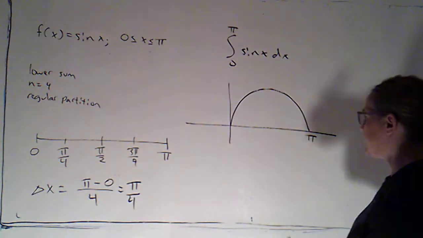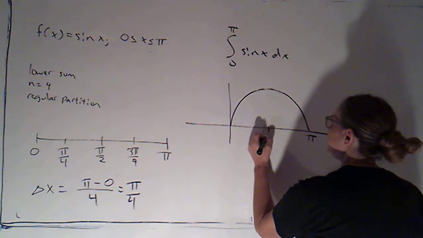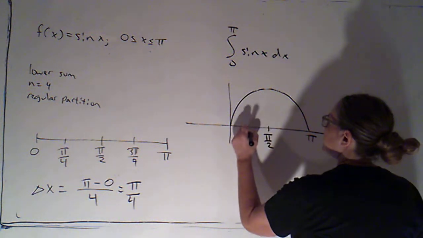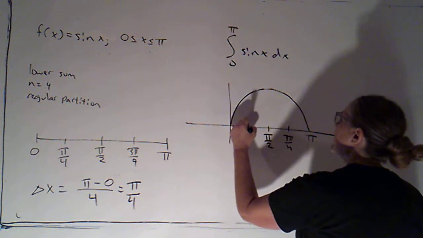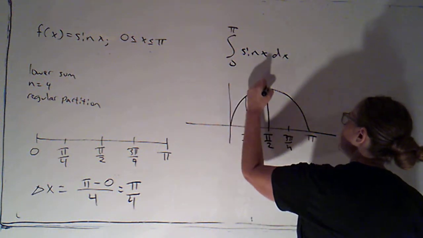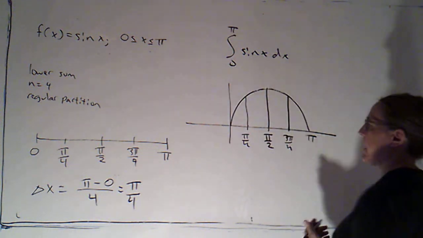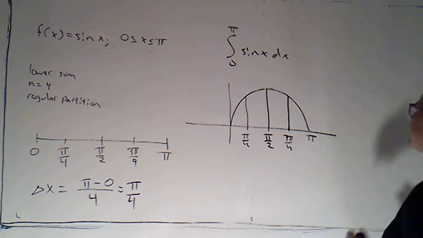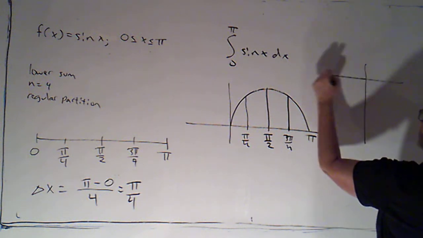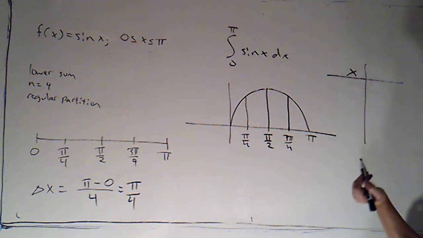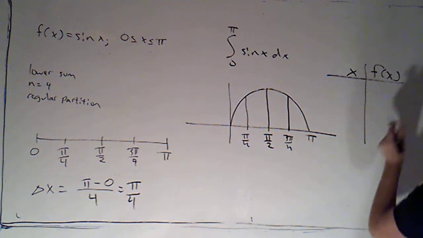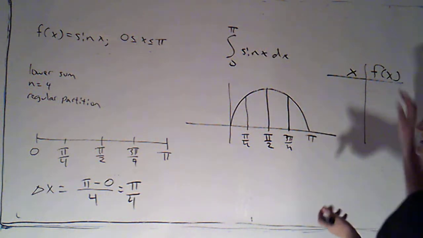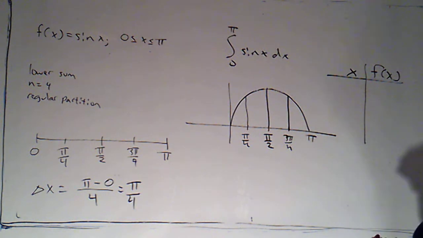So those are our endpoints, so I can mark that off here. So here's pi over 4, pi over 2, 3 pi over 4. That chopping of the interval, of course, induces a chopping of the sine graph. Now, we're taking a lower sum, so I'm going to create a table of values where I just list the x values that we're going to choose, and then the function value, which I could have just written sine x, called it f of x, that's totally fine.